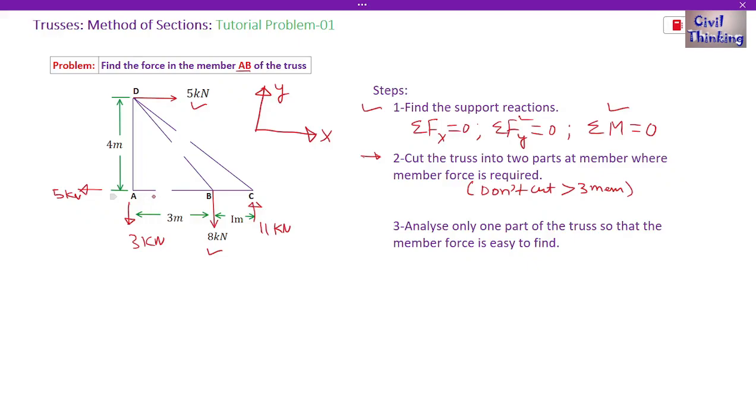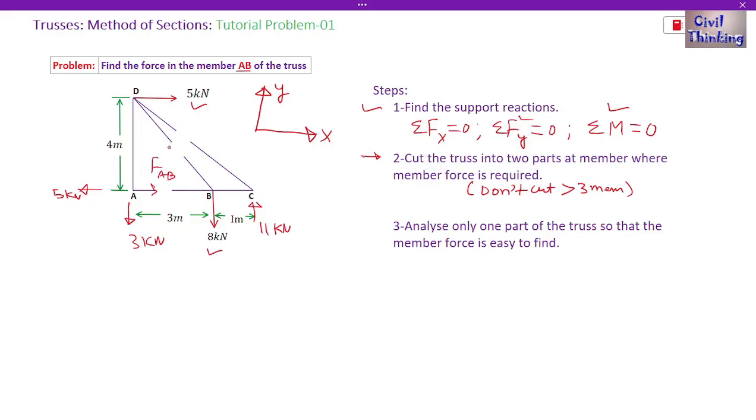Okay, then if we got a negative value after solving, that means our assumption was wrong and the force is actually a compressive force. Okay, so we know how we denote a tensile force. We denote it with an arrow away from the joint, right? So let us say this is force in AB.